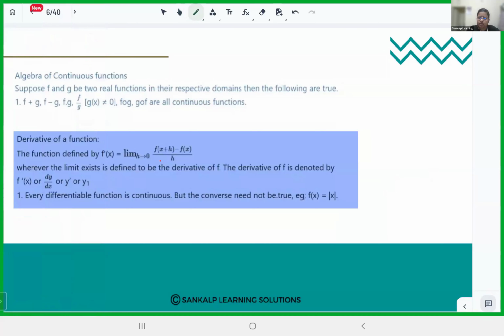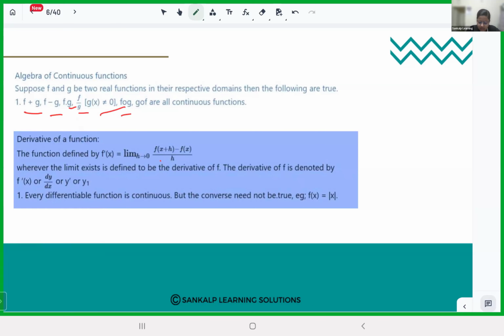We know algebra of continuous functions. What is it? If you are given two continuous functions, then their addition, their subtraction, their multiplication, their division, provided that the denominator is not equal to 0, and their composition are all continuous.